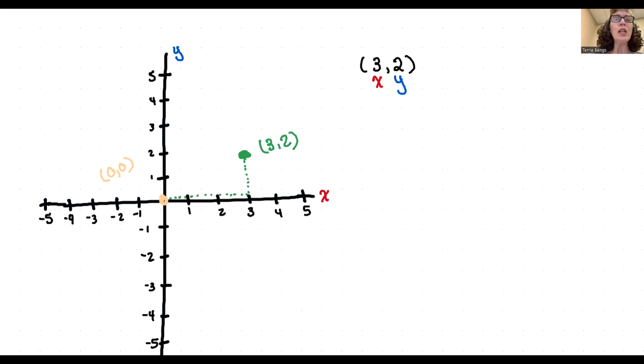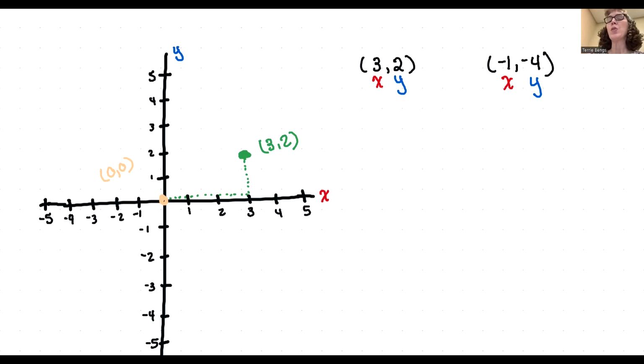All right, so let's look at another one here. Let's try -1 and -4. Okay, again, before we do anything, always label them X for your first one and Y for the second number in your set of parentheses. Then we are going to plot that point on the graph.